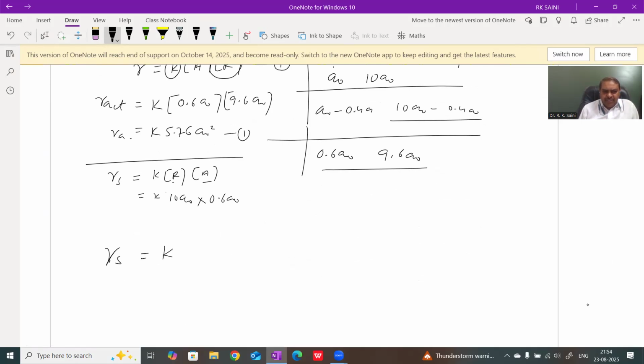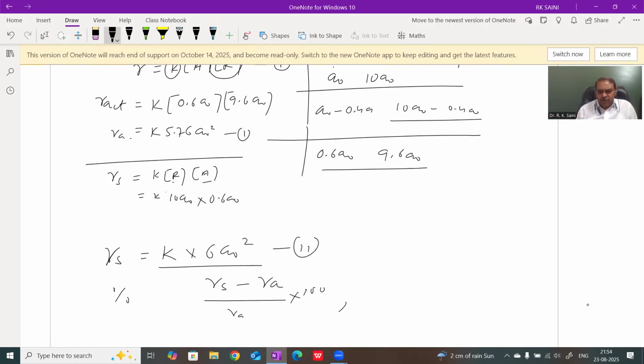the rate of the pseudo order reaction is K into 6 into A naught square. Equation number 2. The percentage error we write as the rate of pseudo order minus actual rate divided by actual rate into 100. Putting these values, the pseudo order rate is K into 6 A naught square minus K into 5.76 A naught square, divided by K into 5.76 A naught square, into 100.